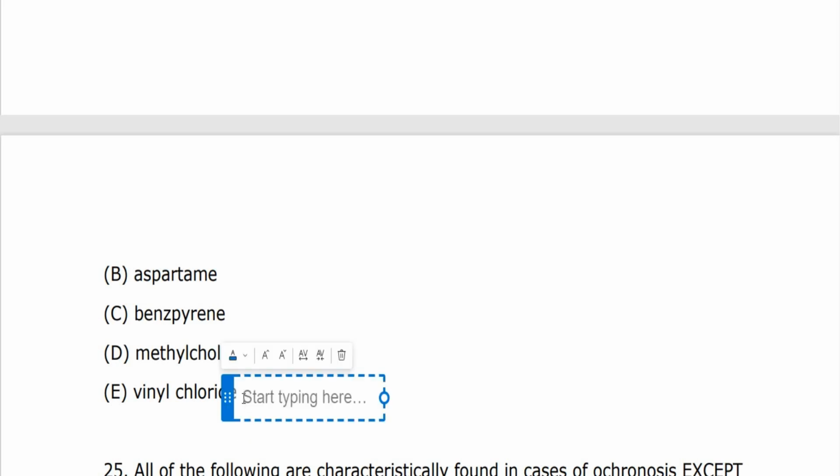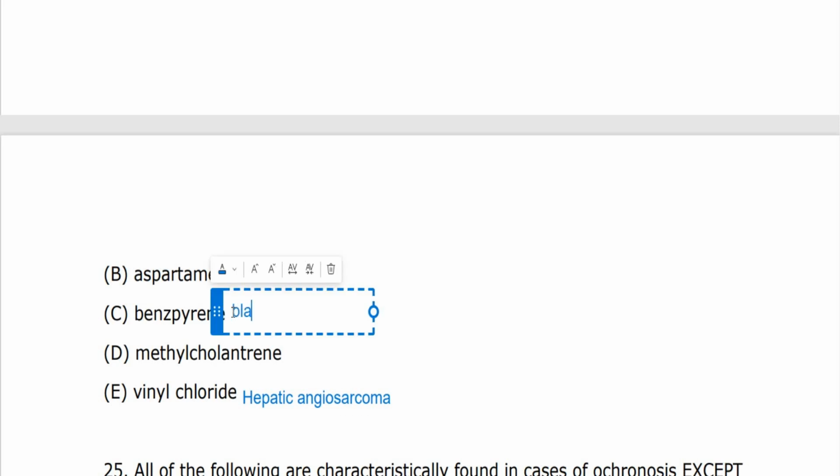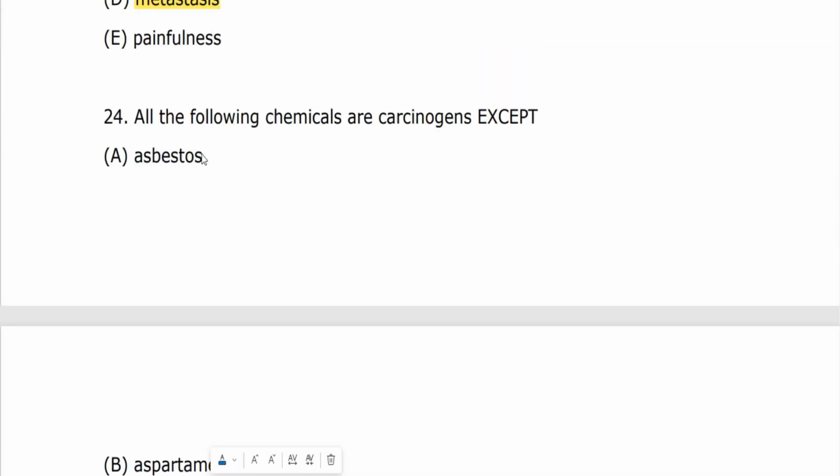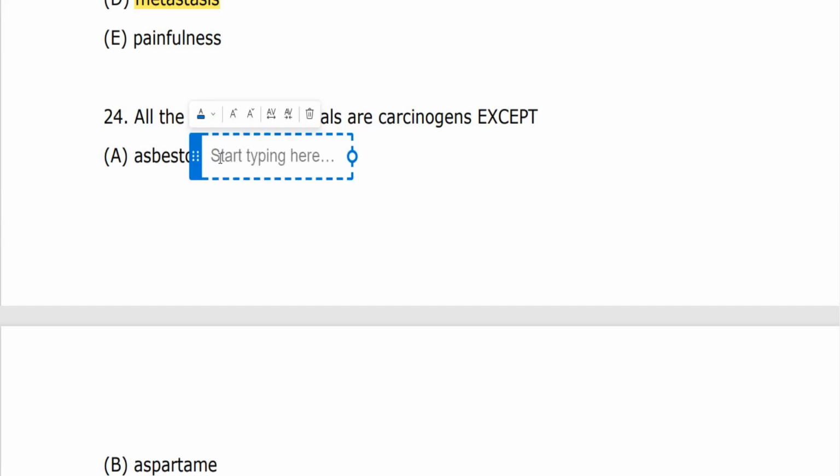So angiosarcoma, hepatic really. It's liver cancer, but hepatic angiosarcoma. Then benzpyrene, you think of bladder, an aromatic hydrocarbon. Aspartame has no definite association. Even if there's an association, it will be the least to be considered here, so that will still be your answer, because the rest have known associations, like mesothelioma.